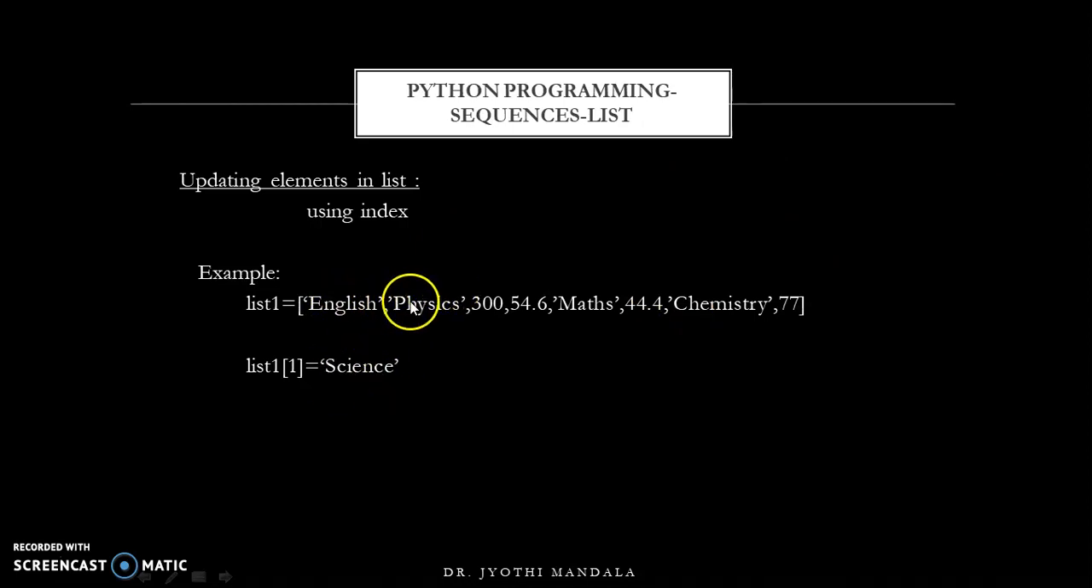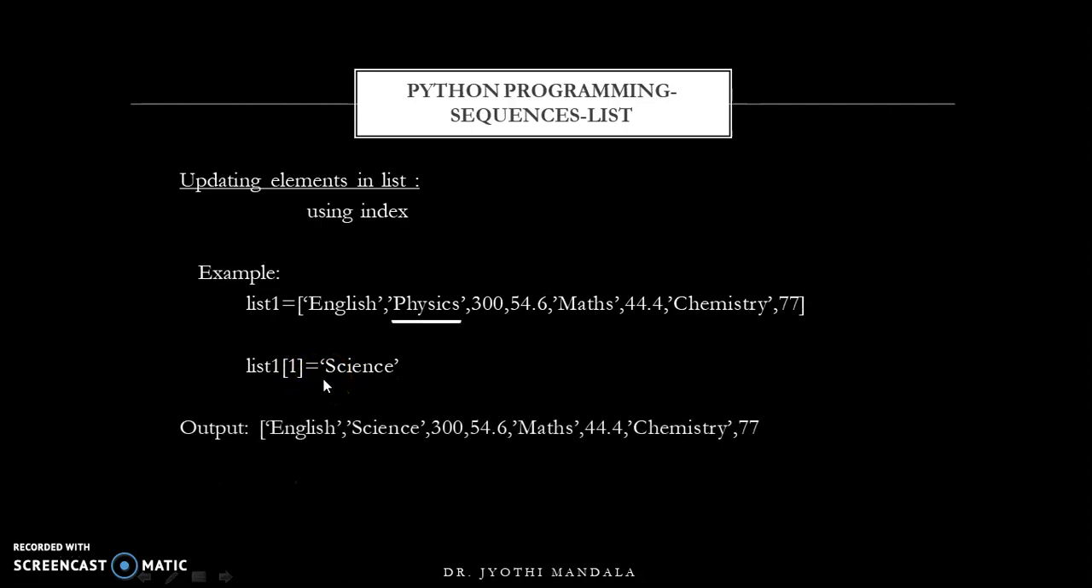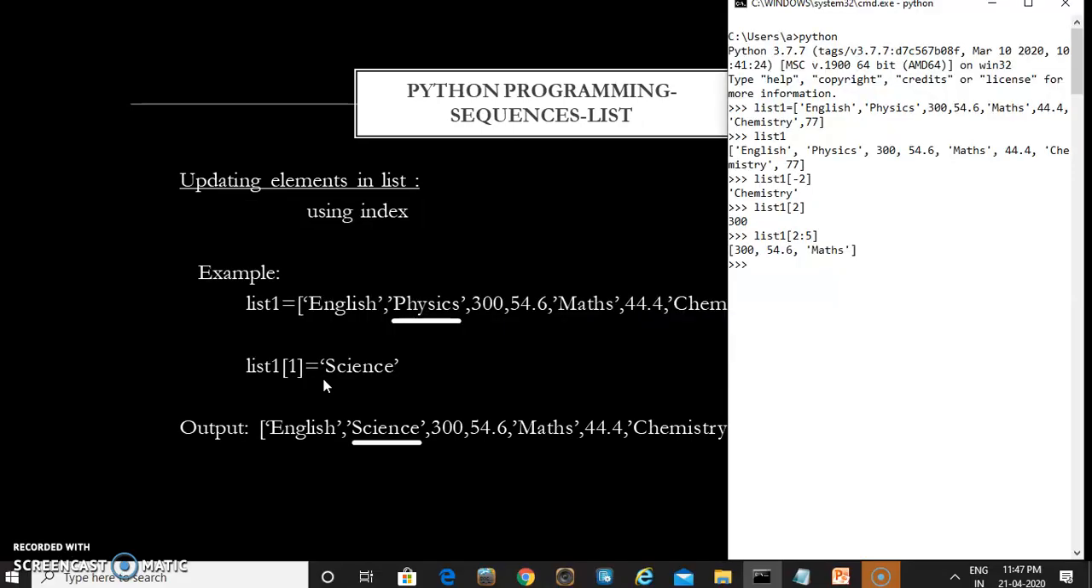Now how can I do that? Simply I can write the list name and the index whose value I want to update, and a new value can be assigned to that. So if you do like that, then you can see the physics will be updated to science. Let us see that practically.